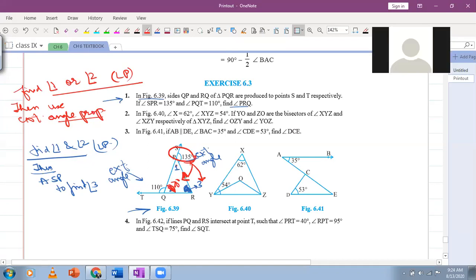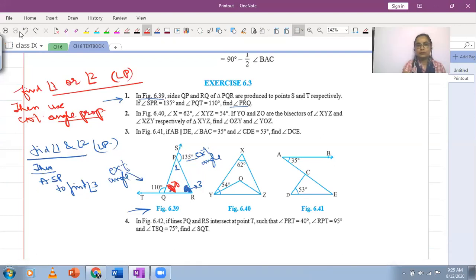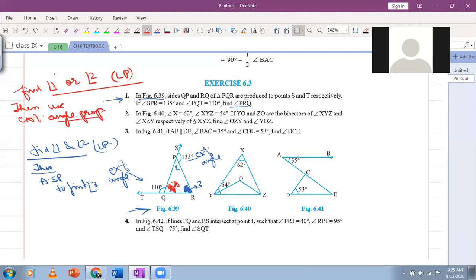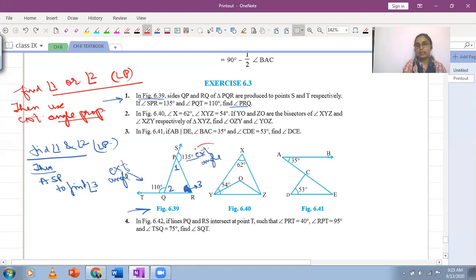How are we able to relate 135 degrees with angle 3 and 2? This is the exterior angle.